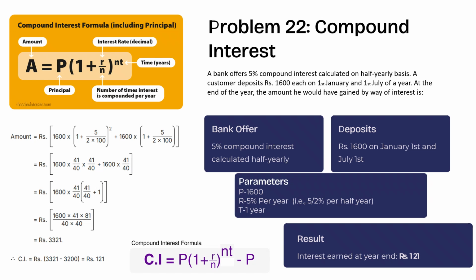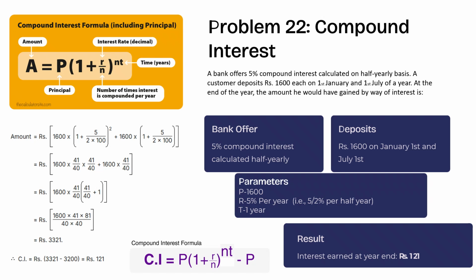Okay, 41 by 40. So 41 by 40 into 41 by 40 plus 1600 into the same 41 by 40. In these two terms, 1600 into 41 by 40 is common, so we will separate this. We take out the common factor: 1600 into 41 by 40 within brackets, 41 by 40 plus 1. Simplifying 41 by 40 plus 1, it comes to 81 by 40.